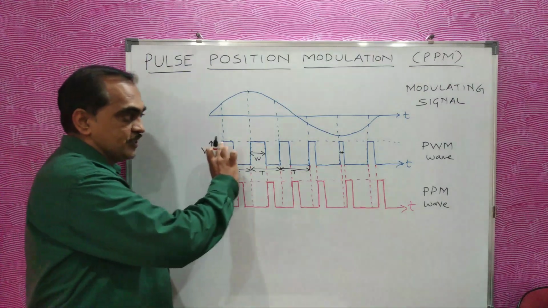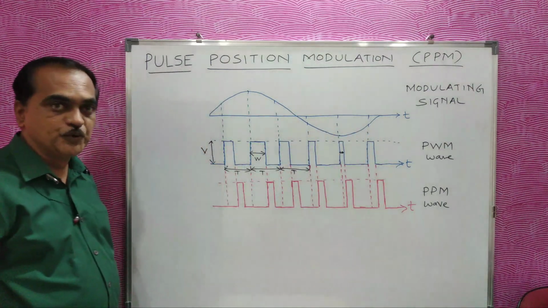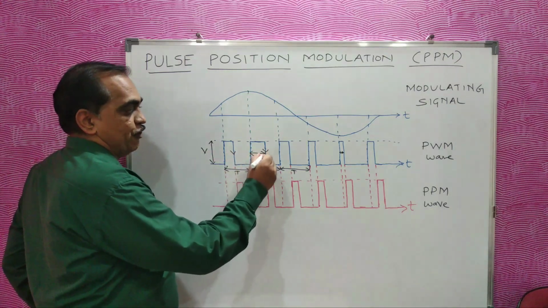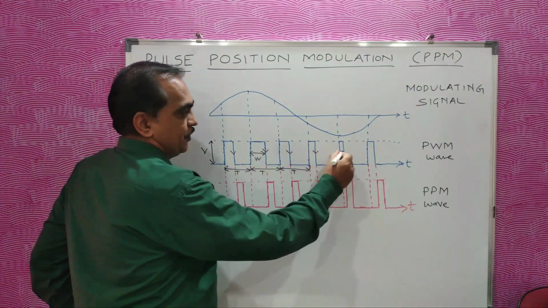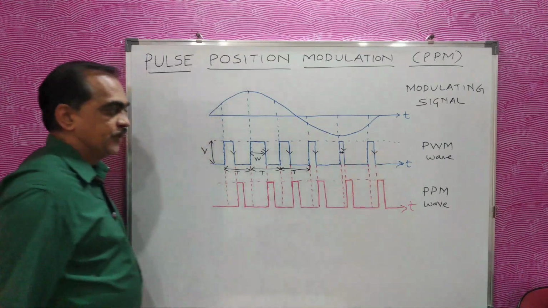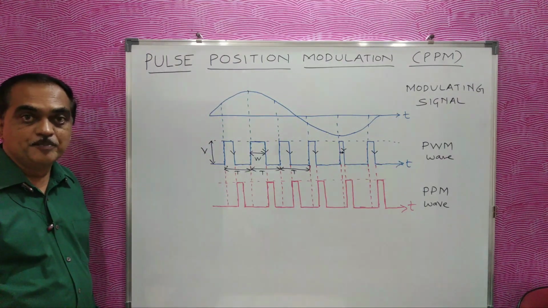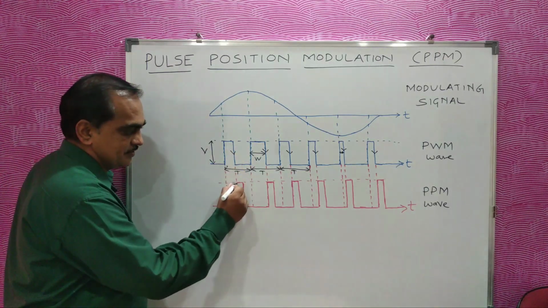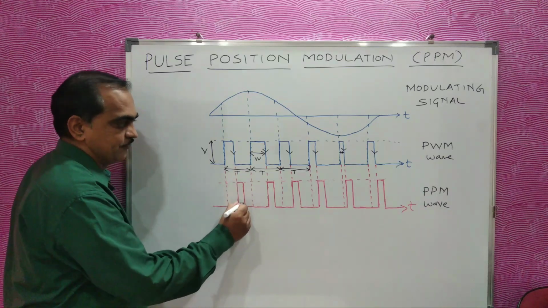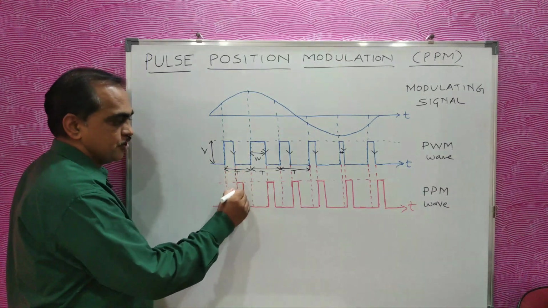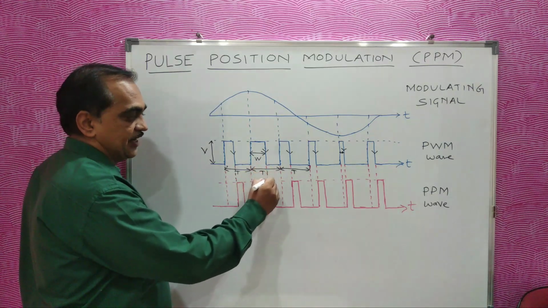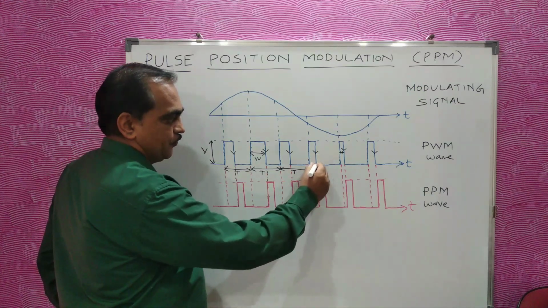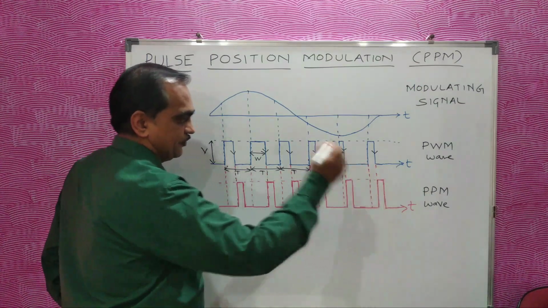Now, by using this PWM, what we have to do is take the falling edges of the PWM, that is, the trailing edges. At those trailing edges, you have to give rise to a pulse. Whenever a trailing edge comes, you give rise to a pulse. Here also you are giving, here also you are giving.